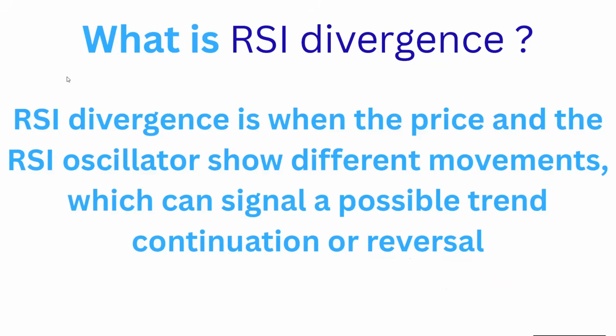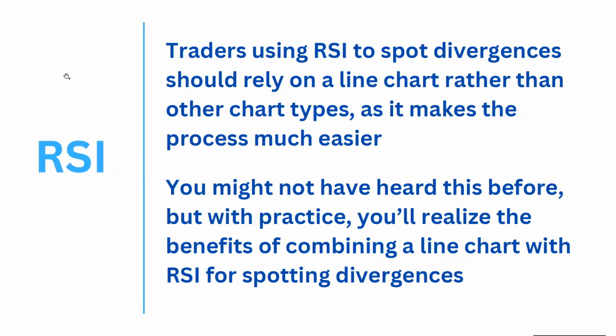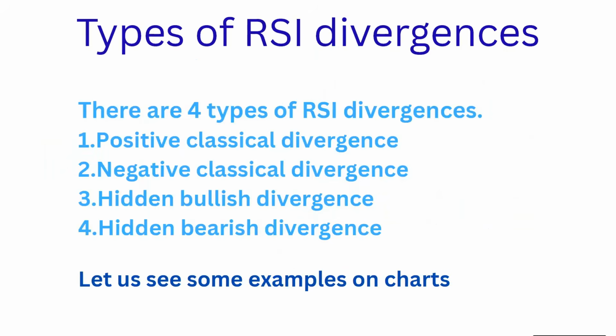Okay, let's move ahead. Traders using RSI to spot divergences should actually rely on a line chart. Majority of the times I have seen traders using candlestick charts or any other forms of chart. Once you start using line chart, your work will be much easier. It will be precise, it will be correct, and you will be able to spot these divergences much faster. You may not have heard this before, but trust me, once you start practicing on the charts, you will learn it very, very quickly. Let me show you a few examples.